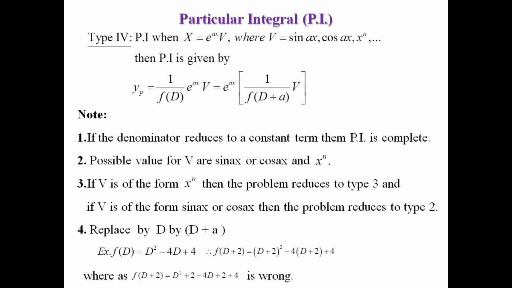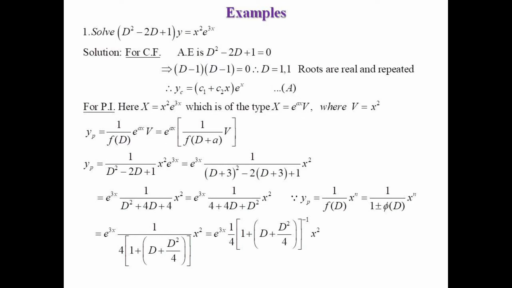Now to understand this method for finding the value of particular integral, let's take the first linear differential equation example. Solve (D square minus 2D plus 1) y equal to x square e raised to 3x. As per the linear differential equation with constant coefficient method, this equation has two types of solution. First is called the complementary function and second is called the particular integral.